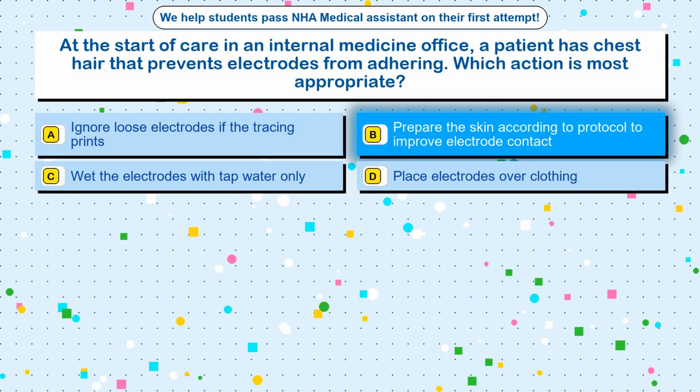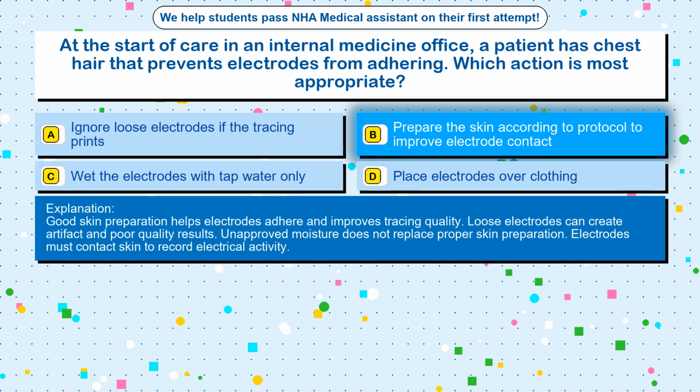The correct answer is option B. Prepare the skin according to protocol to improve electrode contact. Good skin preparation helps electrodes adhere and improves tracing quality. Loose electrodes can create artifact and poor quality results. Unapproved moisture does not replace proper skin preparation. Electrodes must contact skin to record electrical activity.